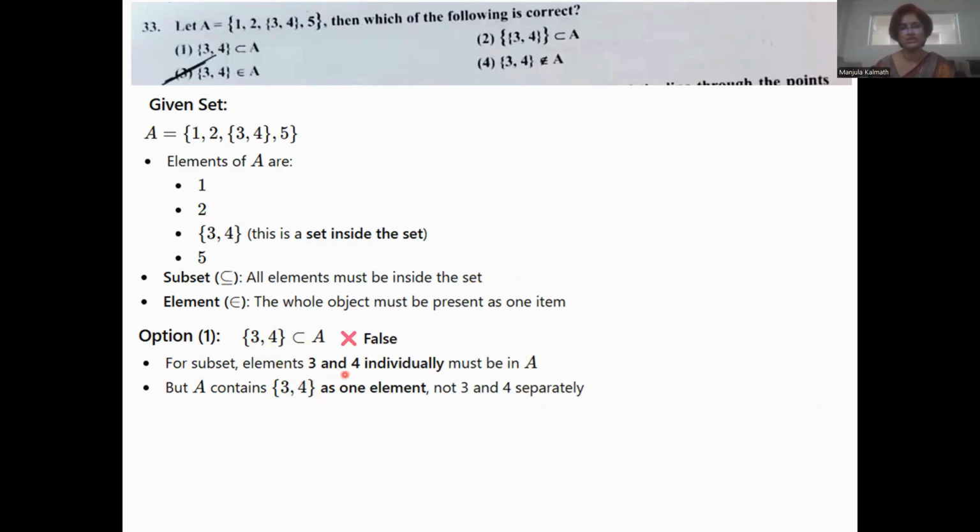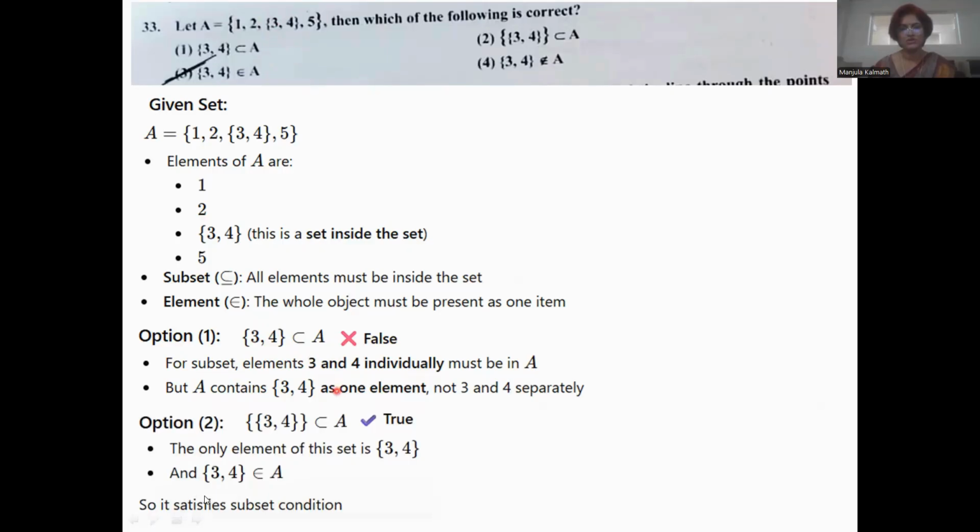For a subset, elements 3 and 4 individually must be in A. But A contains 3 comma 4 as one element. If it were 3 comma 4 in a further bracket, then this would have been correct. But now it is having only this one. 3 and 4 are not individual elements. That's why option 1 is false.